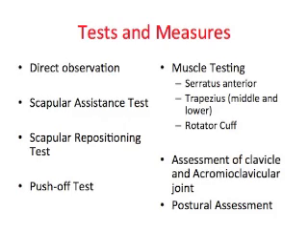Listed here are the most useful examination tools to identify scapular instability according to a statement released in 2013 by the International Consensus Summit on the Scapula. They are direct observation, scapular assistance test, scapular repositioning test, and the push-off test. Muscle testing, clavicle and AC joint assessment, and postural assessment are additional useful tests to perform on patients with suspected scapular instability.